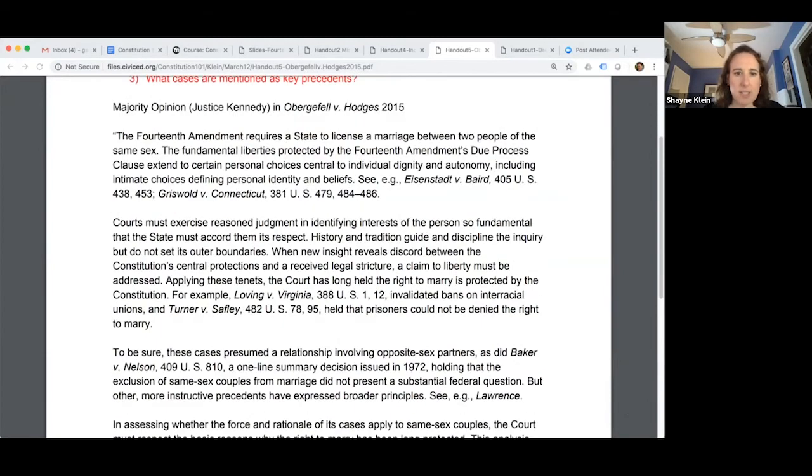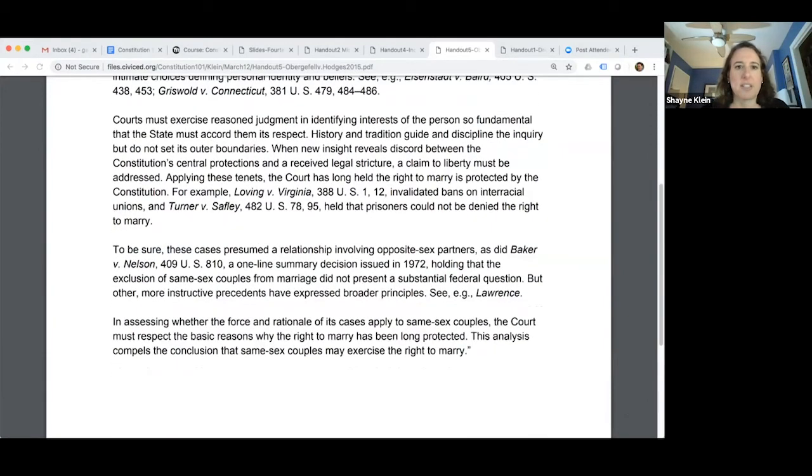Mark, would you scroll down so we can see the last couple paragraphs? That's great. As you all know, this was a pretty divisive case and a contested decision. And you can see here Justice Kennedy struggling with how to respond. He says, history and tradition guide the discipline and inquiry, but they do not set its outer boundaries. So he's needing to respond to the arguments that were made in the case that marriage had a certain definition historically, and you can't change that definition.